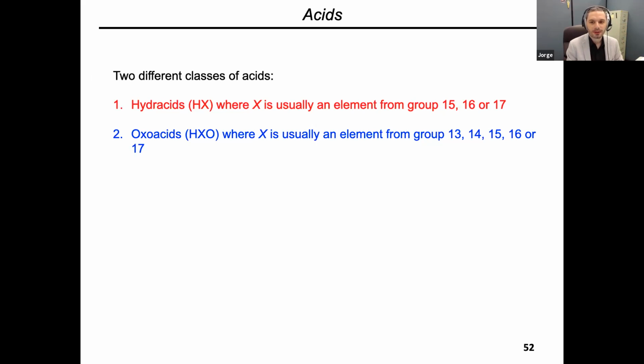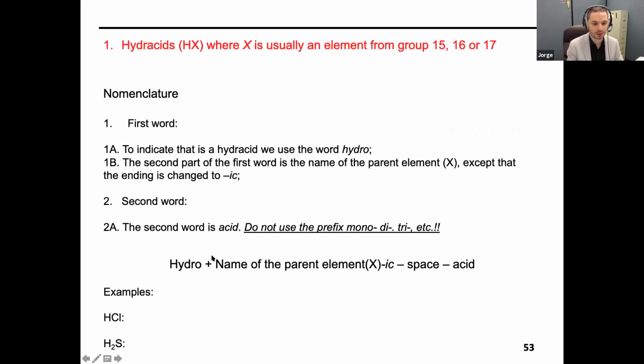Okay, so let me start showing you first the hydracids, and then we will move on to oxoacids. All right, for hydracids, hydrogen bonded to an element from groups 15, 16, or 17, nomenclature of this kind of compound.